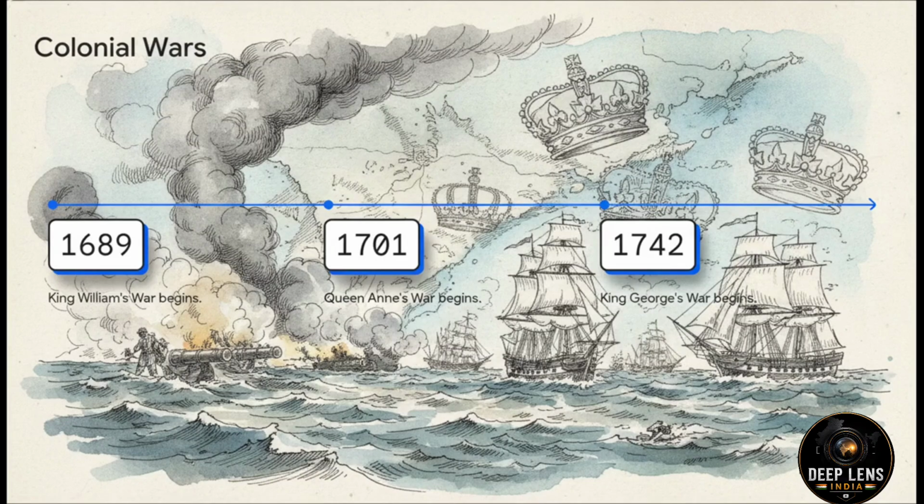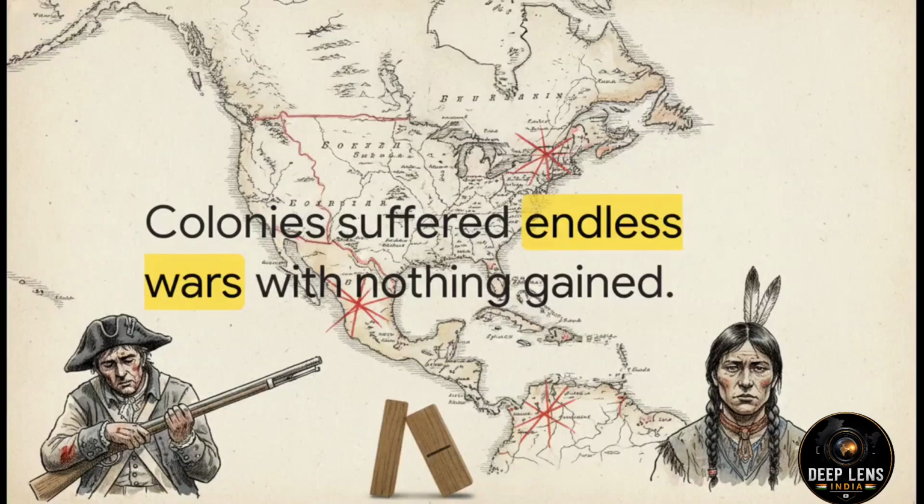I mean, look at this timeline. We start with King William's War in 1689, rolling almost immediately into Queen Anne's War in 1701, and then hitting King George's War in 1742. This sheer volume of fighting was plaguing the colonies decades before the idea of a revolution even crossed anyone's mind. For over 50 years, Europe was basically treating the colonies as their own personal battleground for succession disputes and land grabs. And the crazy part?